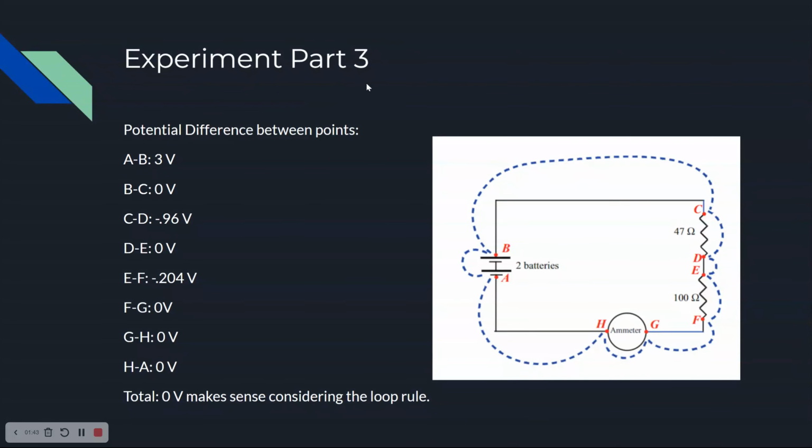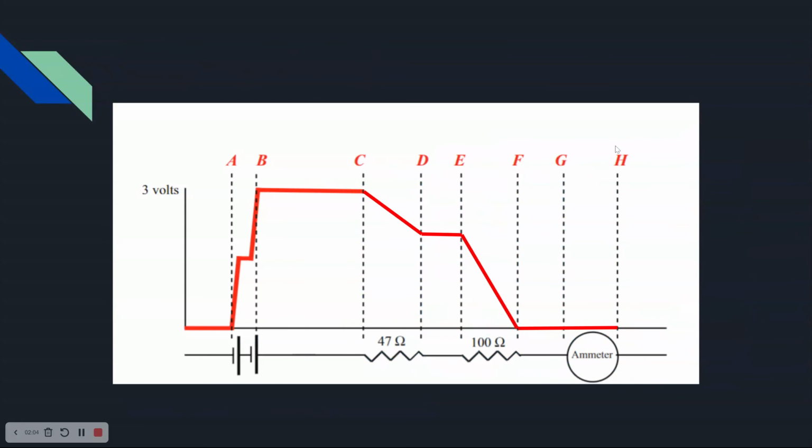We looked at the potential difference among points around the circuit. So we have A to B is 3 volts, B to C 0, C to D negative 0.96, D to E 0 again, E to F negative 0.204, F to G 0, 0, 0 until the end. And overall, if we total all this up, we do get 0, which makes sense considering our loop rule we talked about earlier. So here's just a quick graph of that.